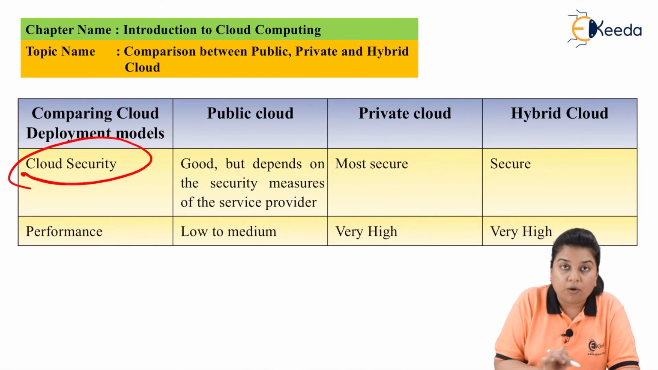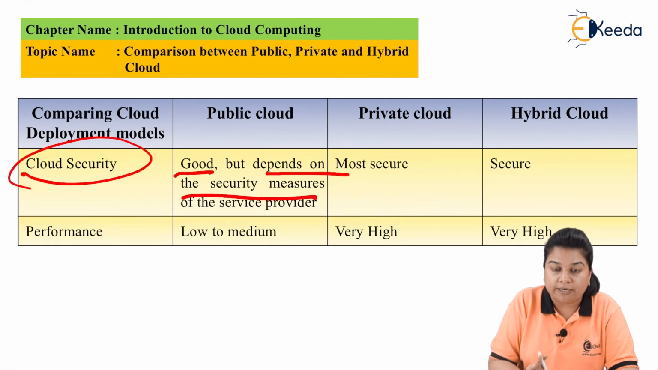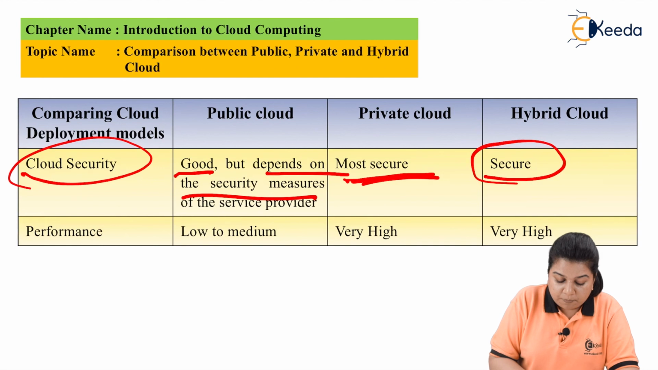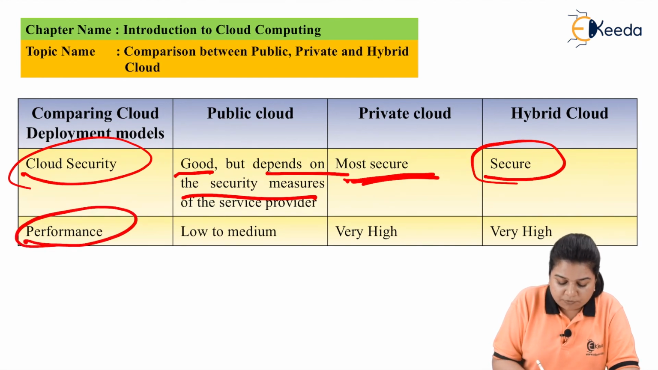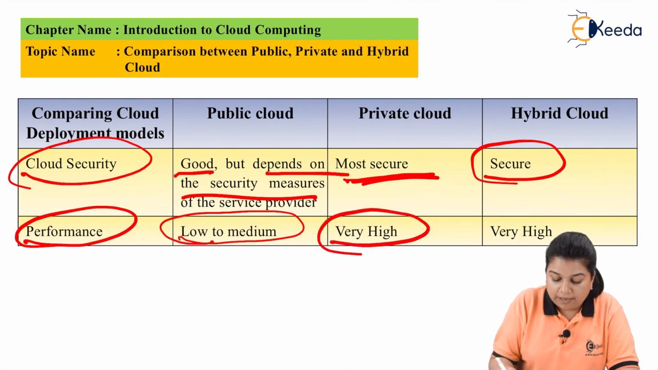Next is cloud security. For public cloud, good security but it depends on the security measures of the service providers. Private cloud is most secure, and hybrid cloud is secure. Performance is the next parameter. For public cloud, performance is low to medium. For private cloud, it is very high, and for hybrid cloud also it is very high.